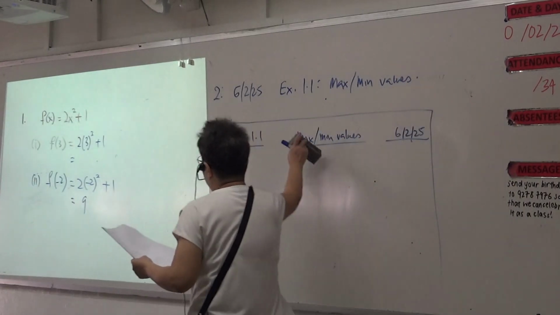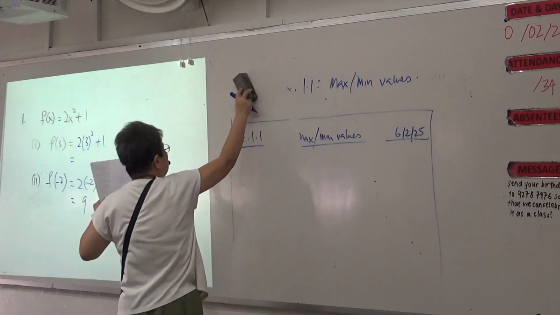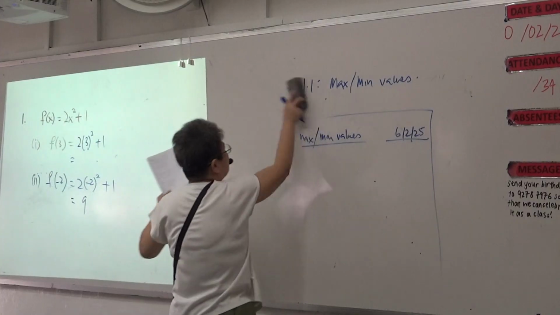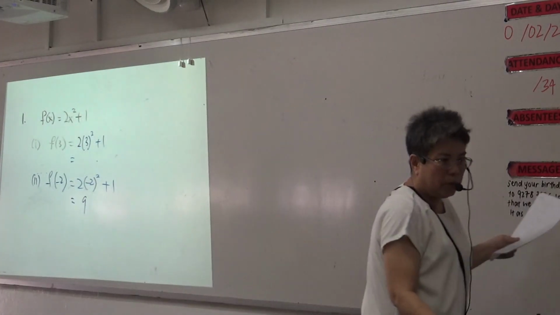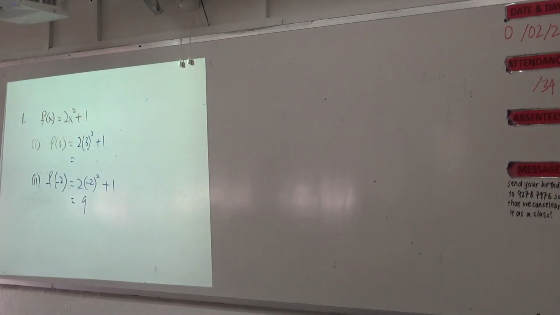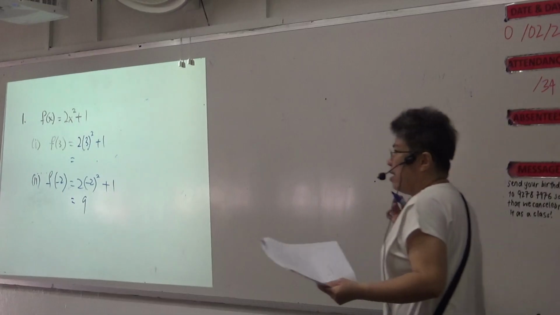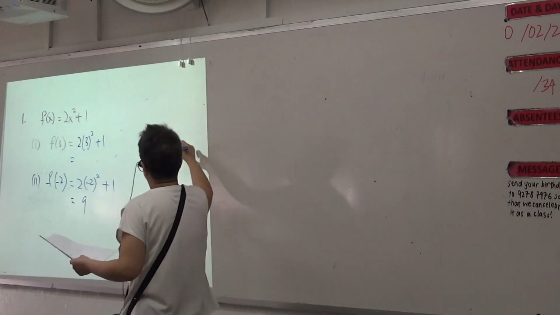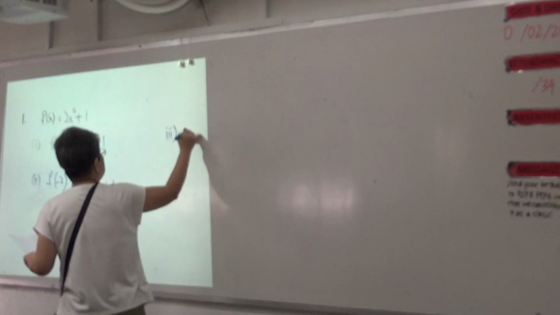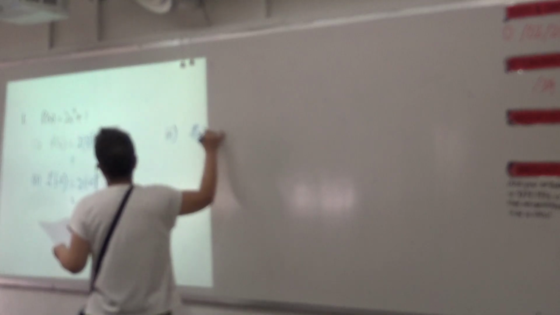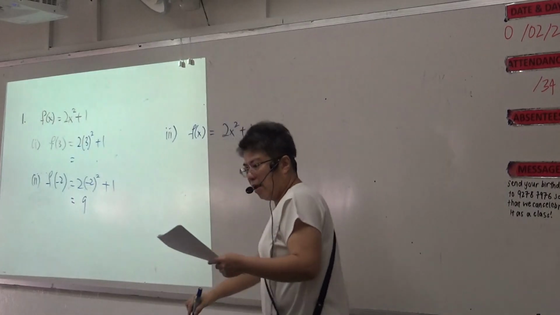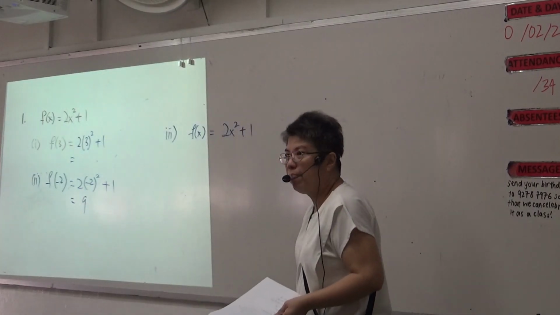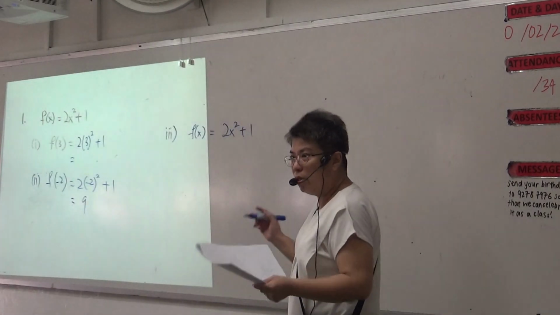Let's take a look at the last part. What did they say? Part 3. Find all possible real values of f(x). That means what can f(x) take? Okay? Part 3. f(x) is 2x squared plus 1. I'm right to say that? Yes or no?